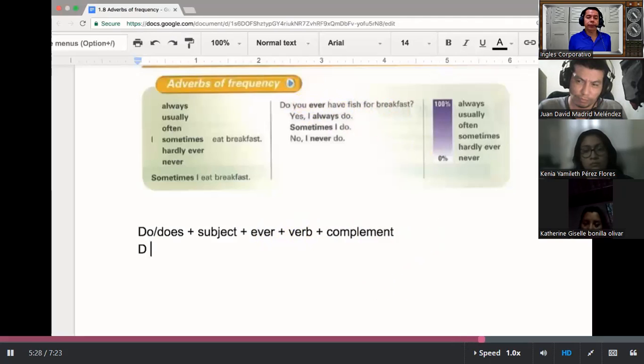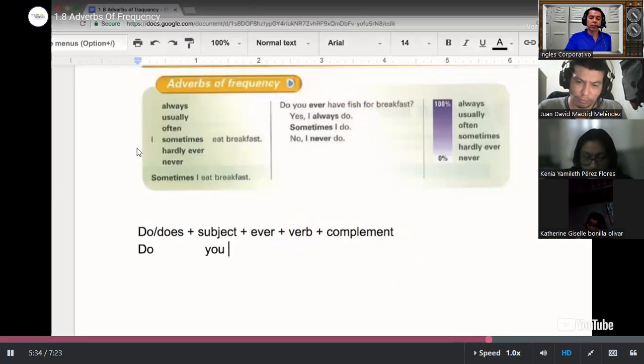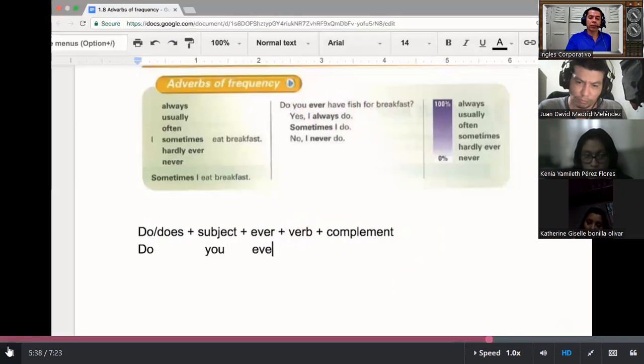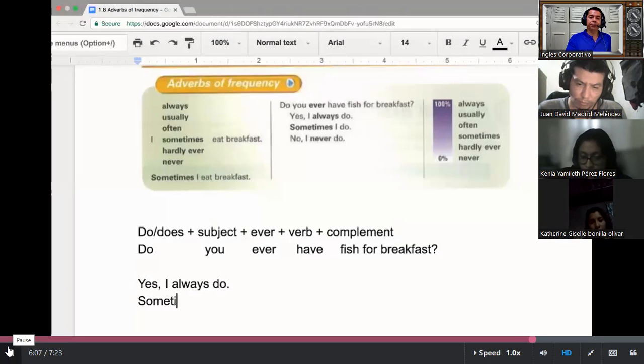The auxiliary verb is do. After that, we have the subject, you. Then we will add ever. Next, we will add the verb, have. Finally, we need to add a complement, fish for breakfast. And we can answer this type of question in different ways. For example, yes, I always do. Sometimes I do. No, I never do.